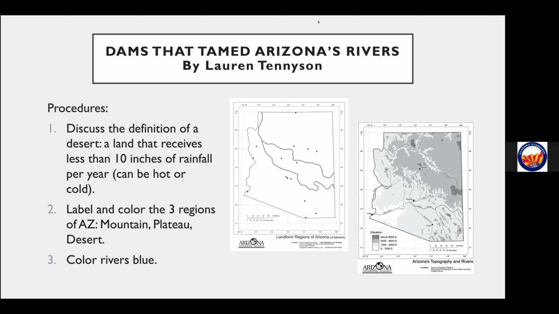So what they do is they look at where those rivers are and those different aspects of it. So they discuss the definition of a desert and how we receive less than 10 inches of rainfall per year. They color those 3 regions of Arizona, mountain, plateau, and desert, and then they color those rivers blue. And again, these are some maps that are on our website that we offer, and maps that are going to be in this lesson plan.